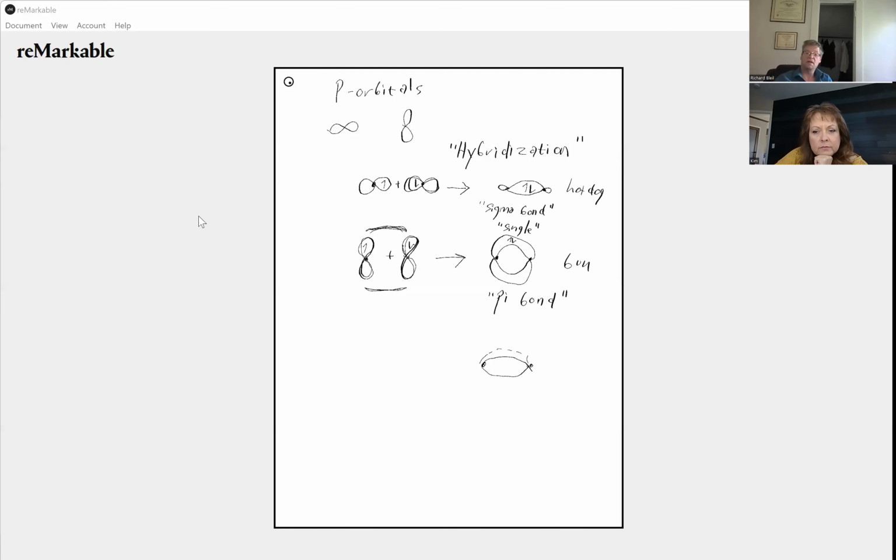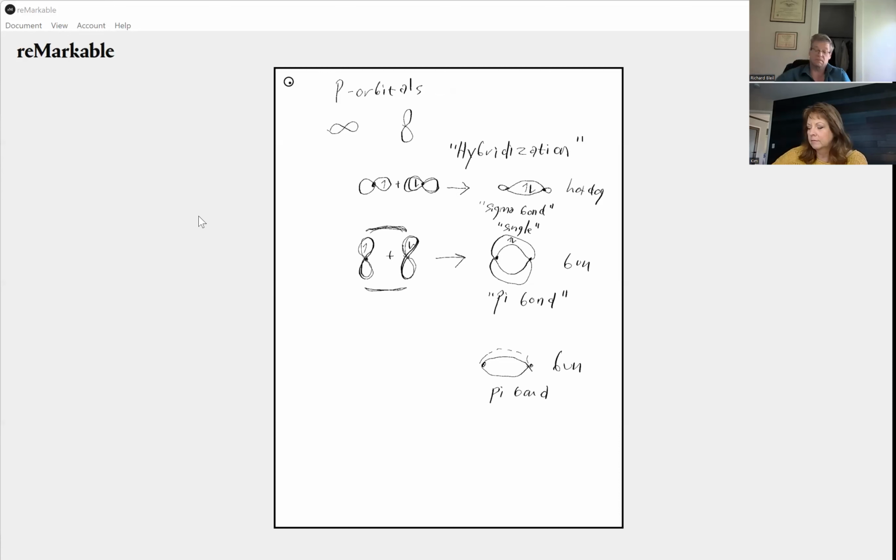Okay. Think of this as a hot dog bun. If someone likes a lot of bread, you might have one hot dog and one bun going on top and the bottom, and one bun going in front and in back. It's still a p orb. It's still a pi bond. It's just oriented at a right angle, top and bottom, front and back.